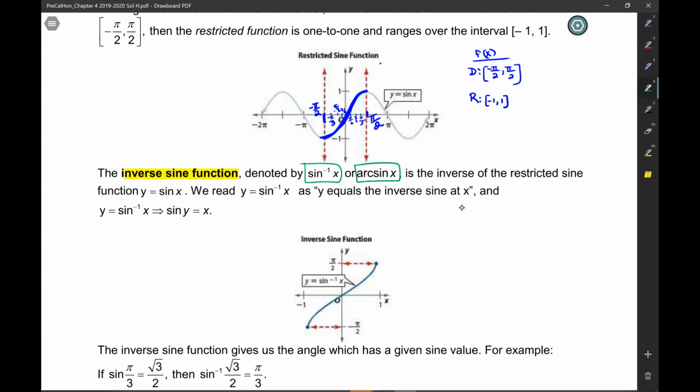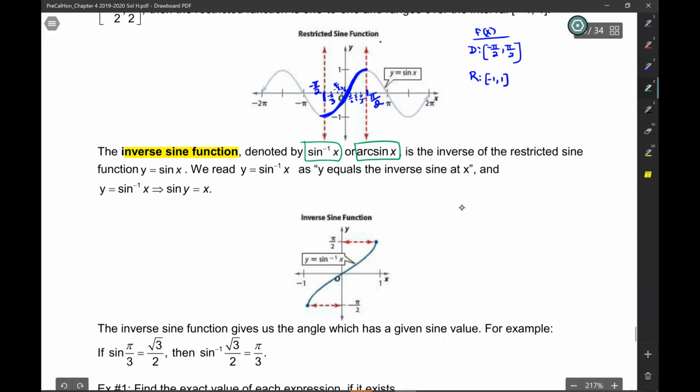What's the first thing that hits you? Focus on the x and y axis. They're switched, right? Look, whereas negative pi over 2 to pi over 2 was on the x-axis for sine, now it's on the y-axis. Whereas negative 1 to 1 was on the y-axis, now it's on the x-axis.